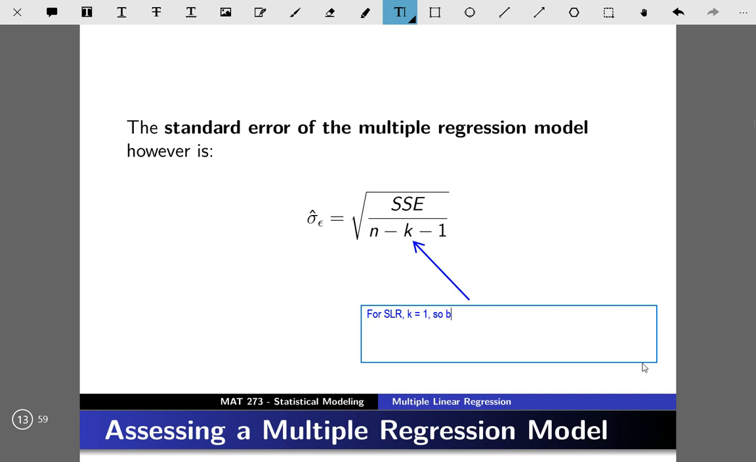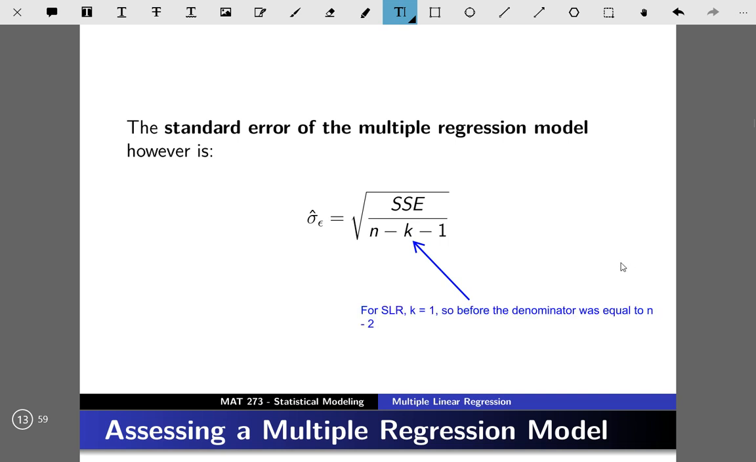So before, the denominator was equal to n minus 2. And now more generally, for multiple linear regression, it's equal to n minus k minus 1.